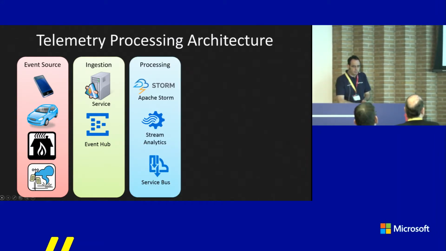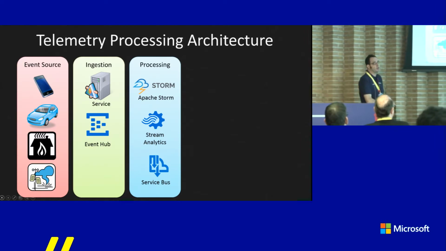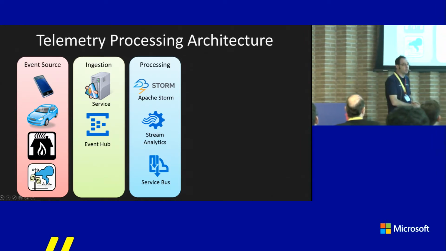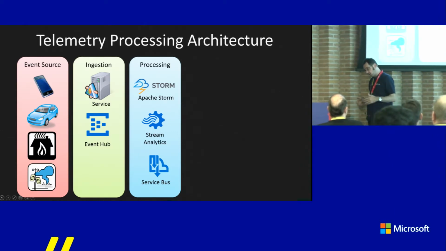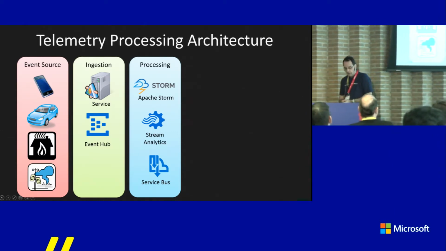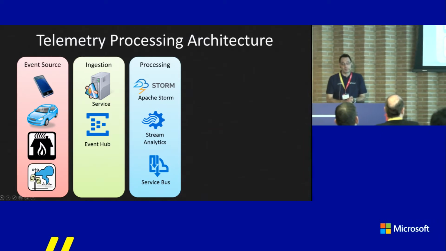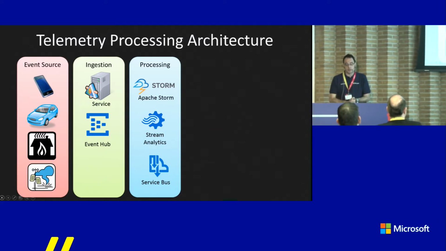The next stage is being able to process that data. If we're getting in 150,000 telemetry messages a second, what do we do with that data? How do we process it? How do we ensure that we've got enough processing power to be able to make sense of that data and be able to do good analytics on it?